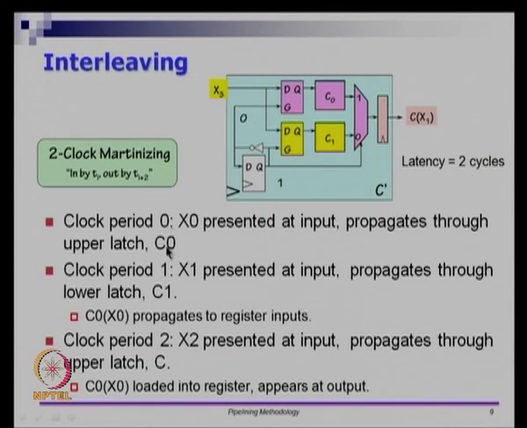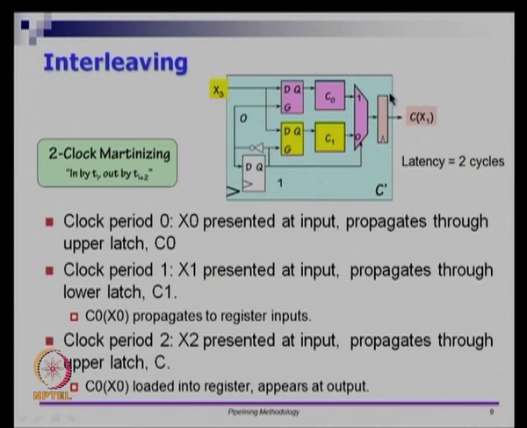So, at 0 it goes to C naught, at 2 again it will come to C naught, but C naught of X naught will get loaded into this register. So, C naught of X naught will come out of this register. If you put X at time period 0, if there is X naught here, that will be made available to combinational logic here, and at the end of time period 2, it will be made available to the register here.